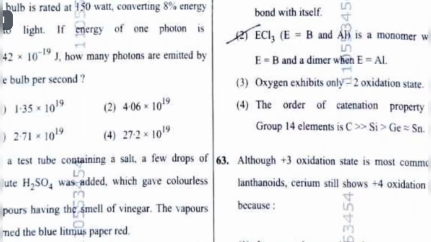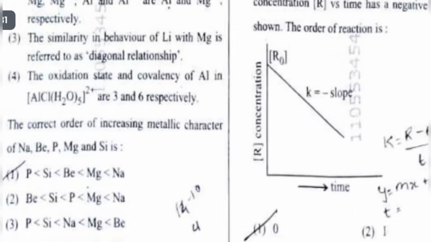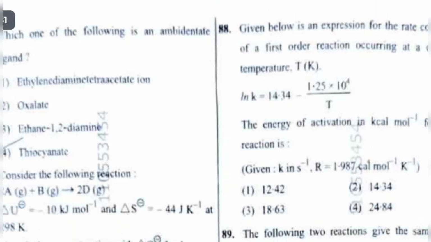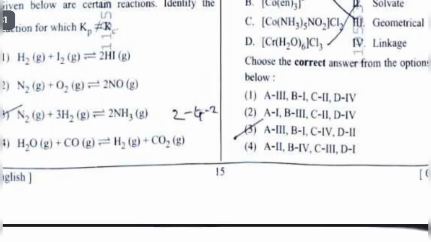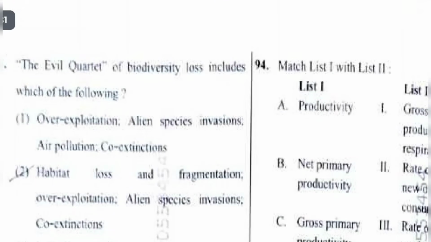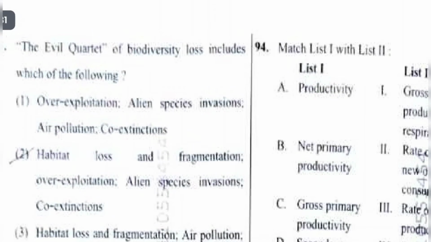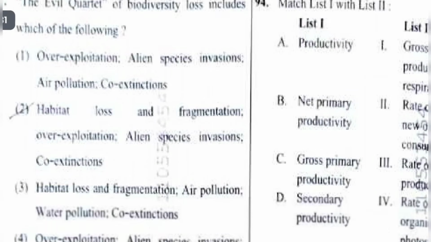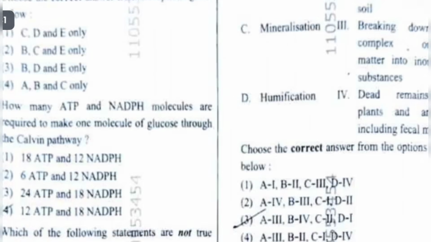So let me show you the biology questions fast. Let me scroll down. So as I told, 45 physics, 45 chemistry, and from 91 it will be biology. Started 91: the evil quartet of biodiversity loss includes which of the following? So you can see this question can be your first question also, guys. This question can be 95, 100, 120, like that. So you just need to see where these questions are, guys. Just follow this, and the pattern will be the same.